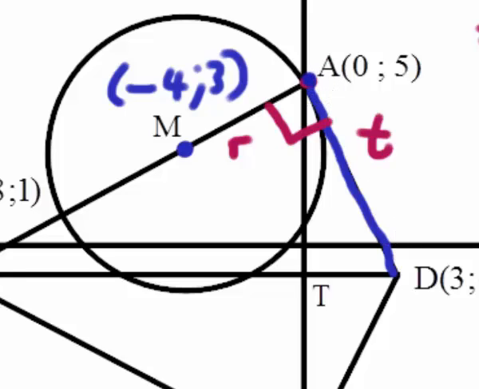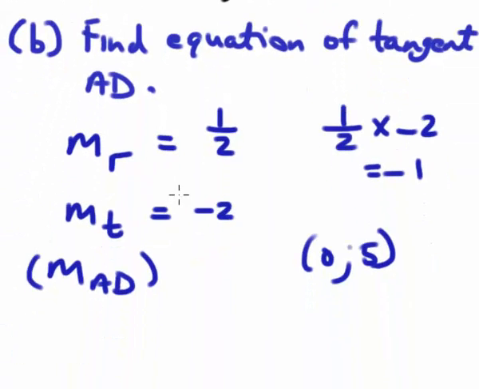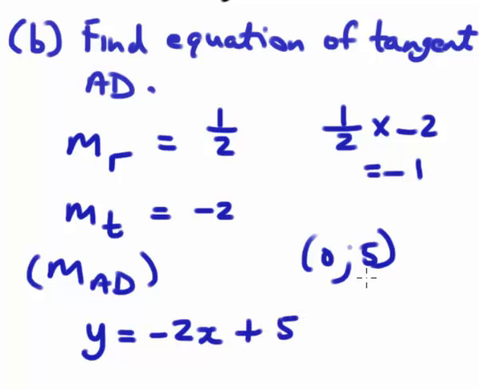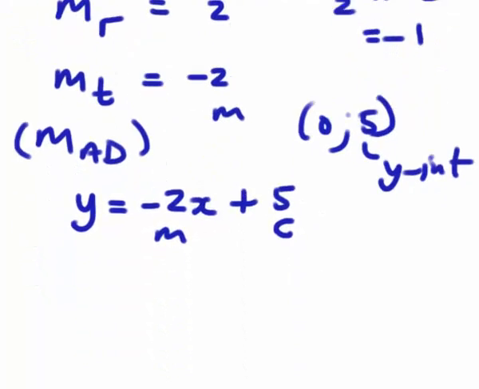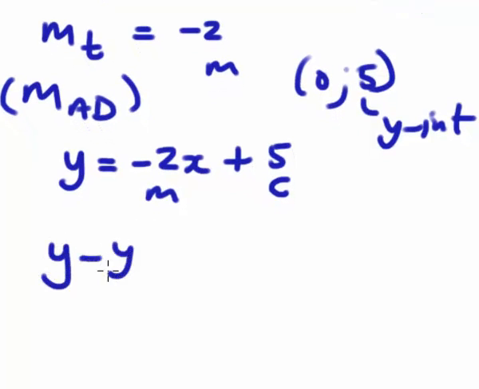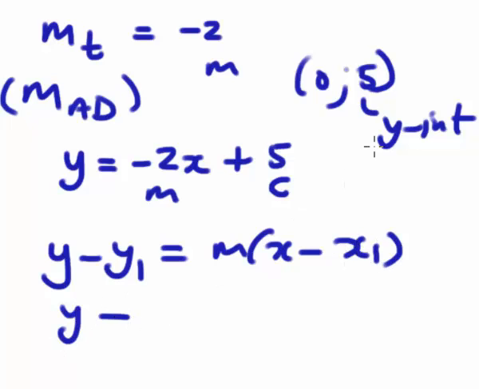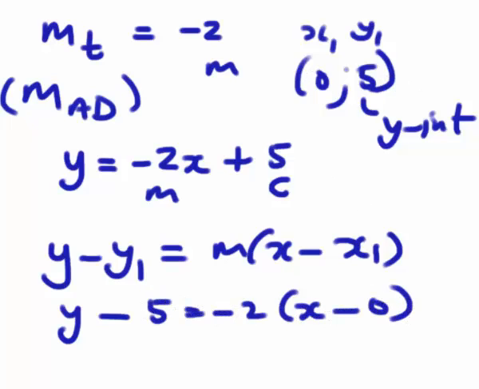So the gradient of AD is negative 2, so we can say that y is equal to negative 2x plus 5. Remember, that's the y-intercept of the line, and that's m, and this is y = mx + c. Or alternatively, you could say y minus y1 equals m(x minus x1). The y1 in this case is 5, the m is negative 2, and x minus 0 for x1.